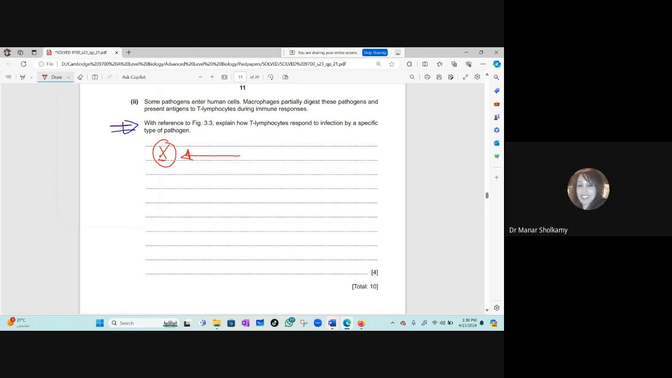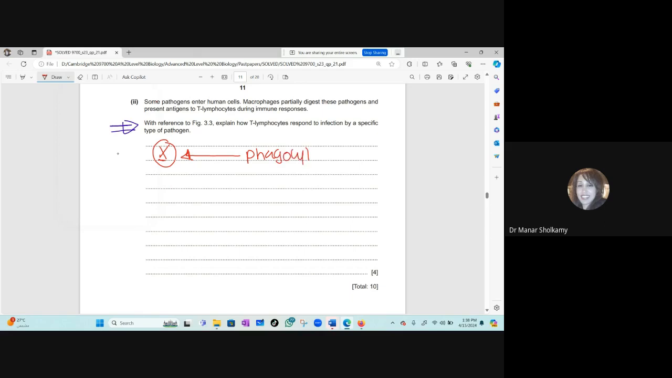Phagocyte. Correct. Which one of them is the antigen presenting cell? The neutrophil or the macrophage? The macrophage. Correct. So the first thing that will attack the antigen is the phagocyte.